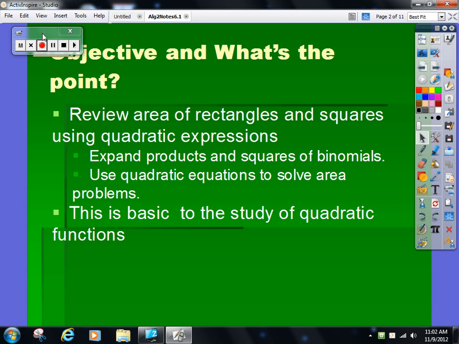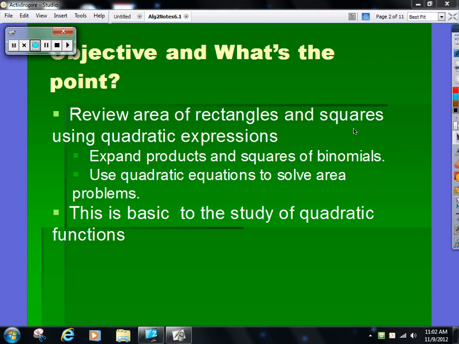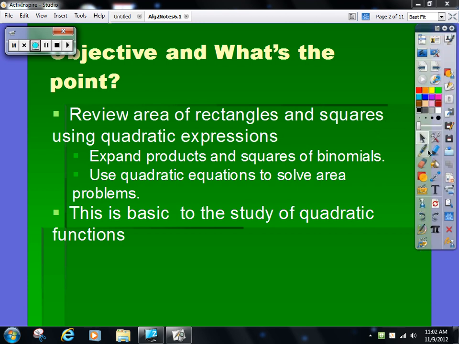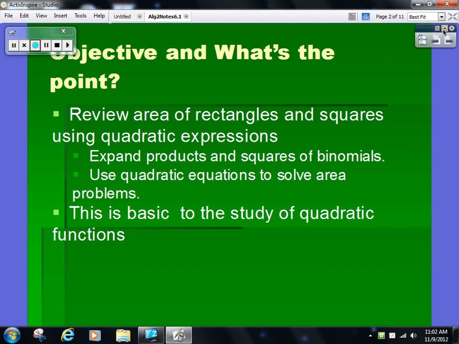Objective and what's the point? We are going to review area of rectangles and squares. I hope you guys know how to find the area of a rectangle and a square, but we are going to use quadratic expressions, so that might be something you don't remember. We are going to expand products and squares of binomials. Some of you right now are saying, what's a binomial? But that's what we're going to do. And why are we going to do this? Because we are going to study quadratic functions.